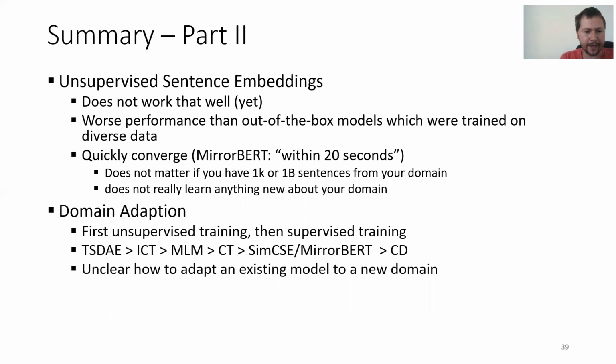So for domain adaptation, the currently best approach is to do first unsupervised training or pre-training and then do supervised training. In our experiments, the best approach was TSDAE, followed by ICT, masked language modeling, CT, SimCT, or Mirrorbird, and CD. Sadly, you have to do it first unsupervised and then supervised training.